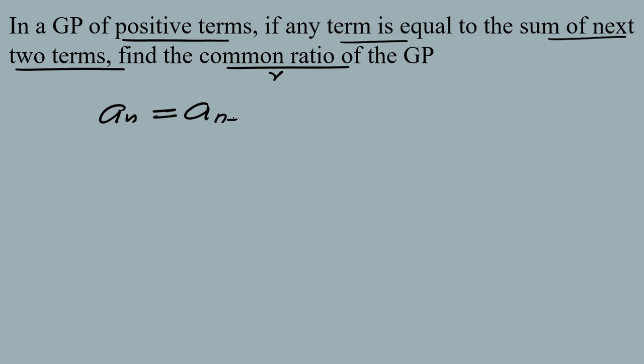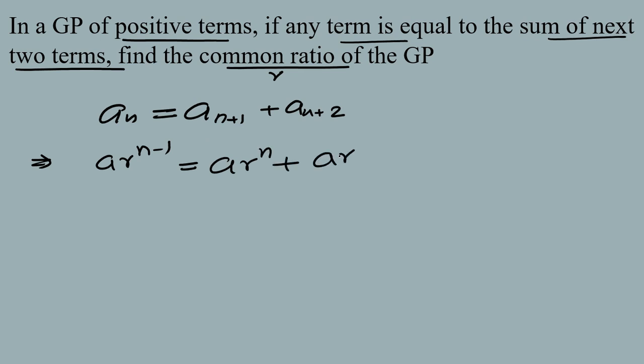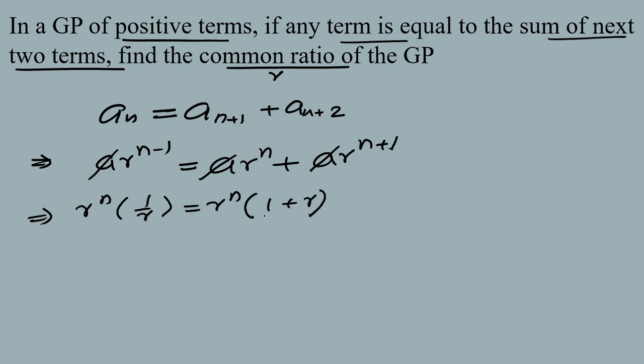So the next two terms will be a r to the power n plus 1 and n plus 2. Just apply their formula. For a GP it is a r to the power n minus 1, so a r to the power n = a r to the power n plus a r to the power n plus 1. Now a can be taken common and it will be cancelled out. R to the power n can also be taken common, so it will be 1 over r equals, here also r to the power n common, 1 plus r. Okay, r to the power n also cancels out because it cannot be 0.